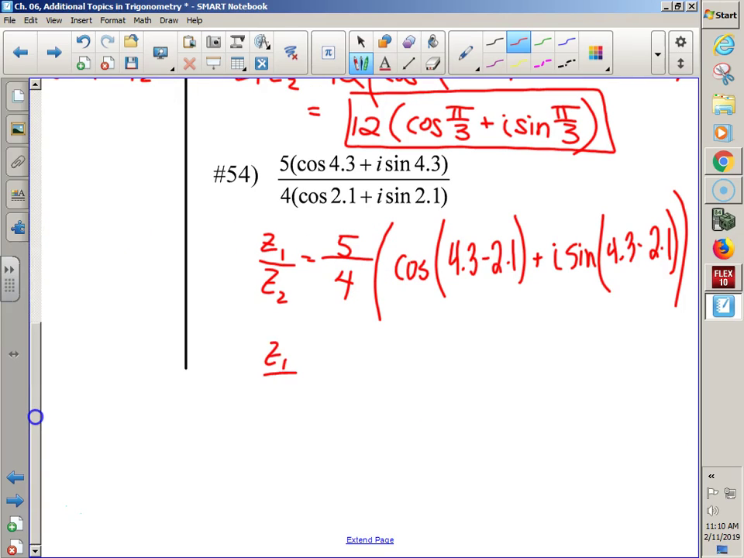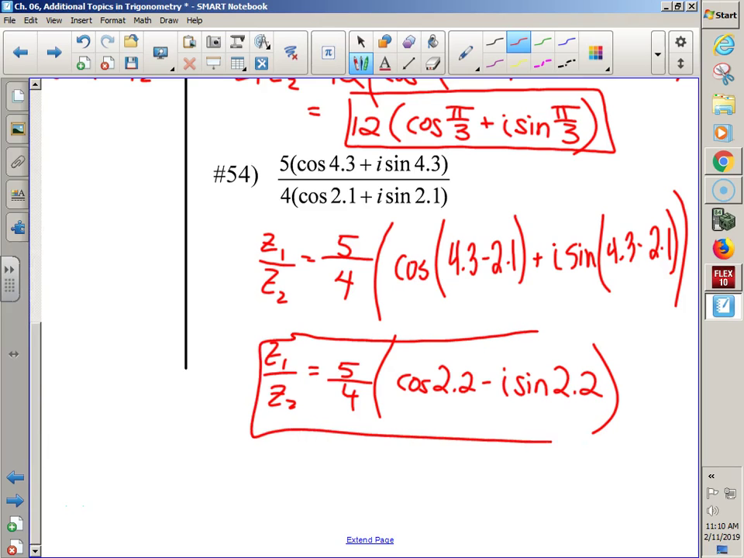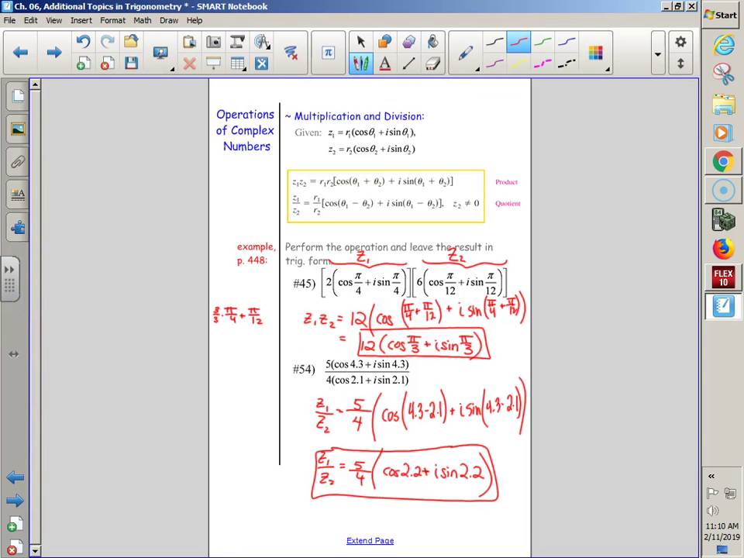So what's the final result? 5 over 4 times cosine of what? 2.2? Anybody like line it up and subtract them? Cosine of 2.2 minus i sine of 2.2. Is it plus or i sine? Is it plus for the i sine outside? I just randomly made it a minus because I said minus when I was subtracting. Okay. How bad are those formulas? Not bad. Not horrible.